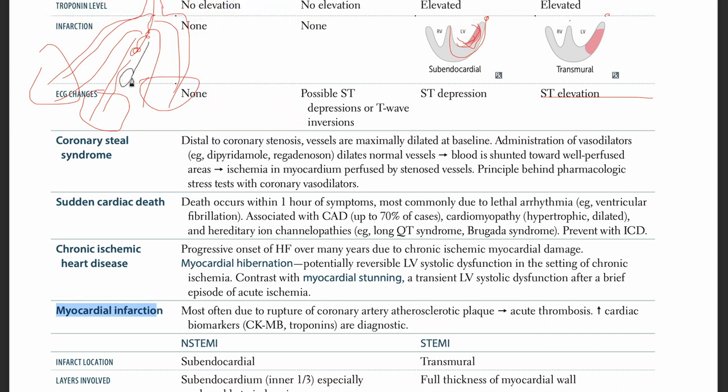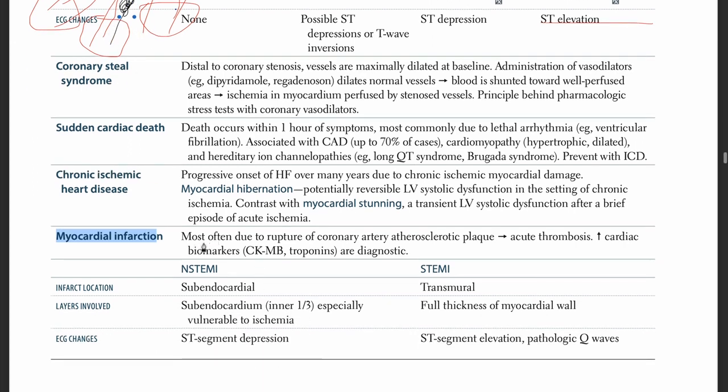So this is the plaque in this artery, and then maybe because of some friction or whatever, there was endothelium rupture, and a little bit of the plaque got loose, and then it traveled elsewhere. So most often it is due to rupture of a coronary artery atherosclerotic plaque. This will cause acute thrombosis. This plaque will then further travel down to the end of the artery and cause a blockage up there.